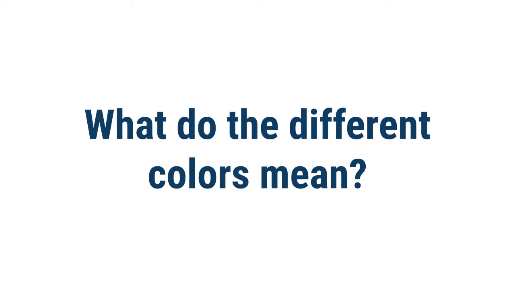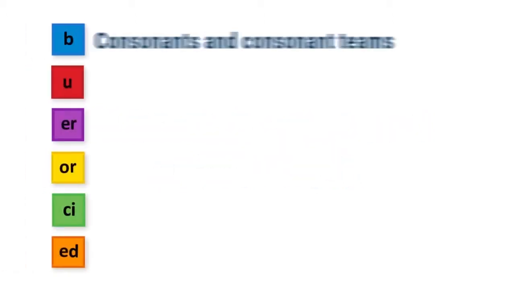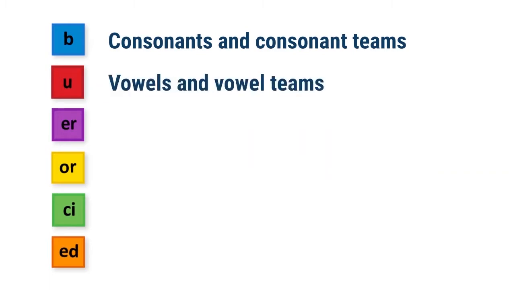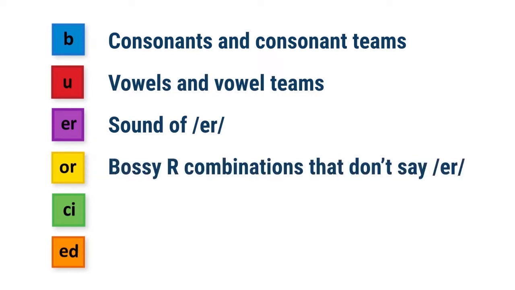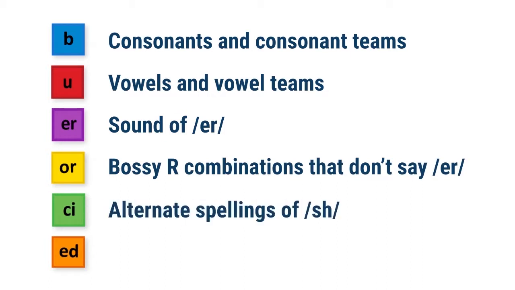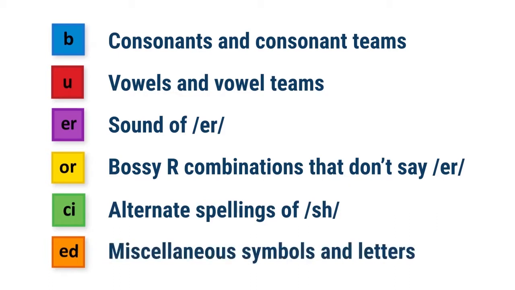What do the different colors mean? Here's a guide. Blue tiles are for consonants and consonant teams. Red tiles are vowels and vowel teams. Purple tiles are for the sound of Yellow tiles are for bossy R combinations that don't say Green tiles are for alternate spellings of sh, ti, ci, si. Orange tiles are for miscellaneous symbols and letters. Don't worry if these don't make sense to you. You'll learn more about each category when you get to it in the lessons.